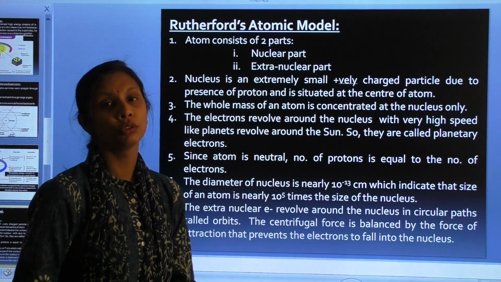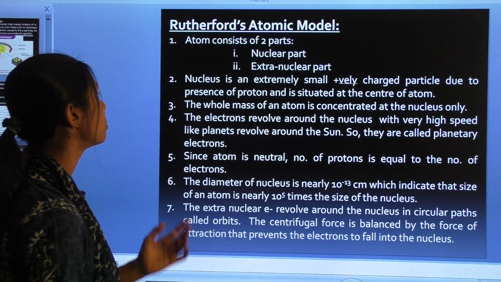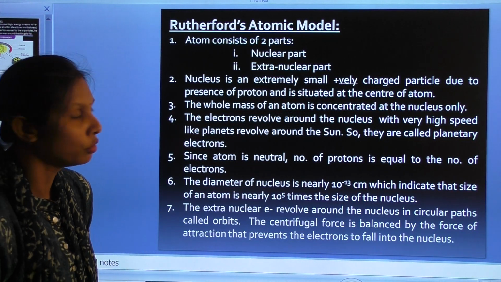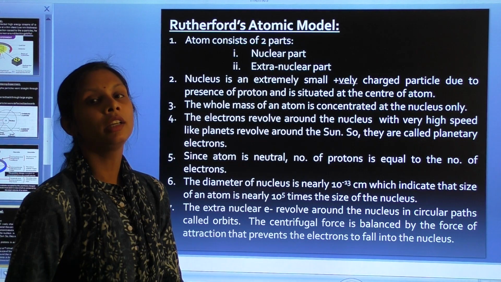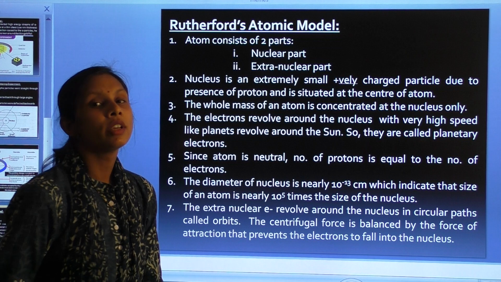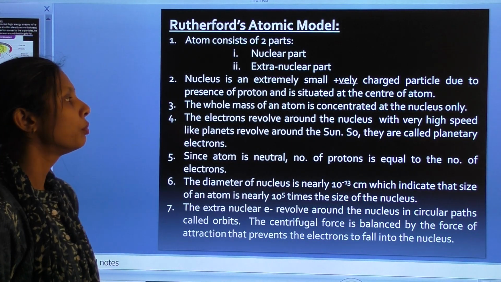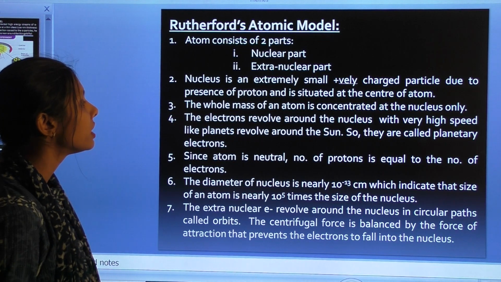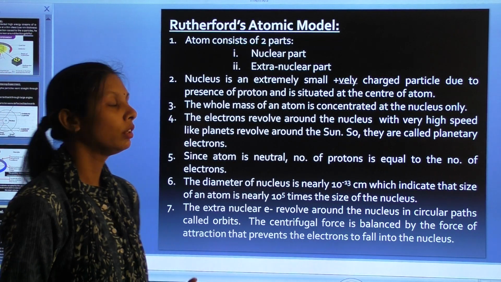So let's discuss the postulates of Rutherford's atomic model. The first postulate was that the atom consists of two parts. The first one is the nuclear part consisting of the nucleus. Second, the extranuclear part involves the electrons. Second, the nucleus is an extremely small positively charged particle due to the presence of protons, and it is situated at the center of the atom. The whole mass of an atom is concentrated at the nucleus only.